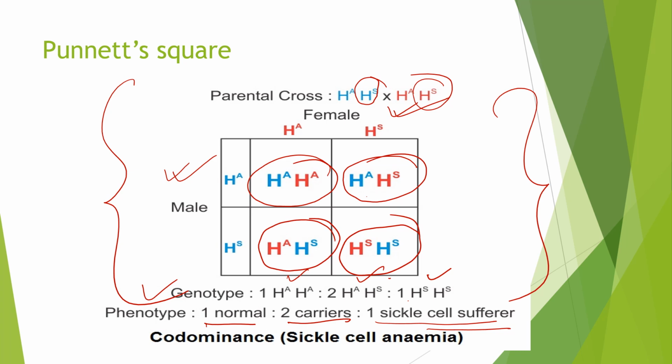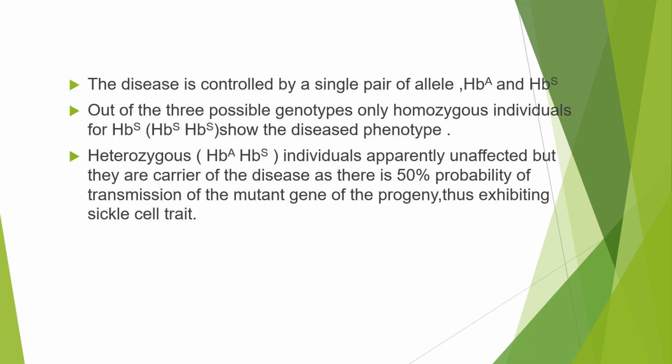If it is present in both the parents, it will be expressed in the next generation. If one is a carrier and the other is not a carrier of this disease, it will not be expressed as a dominant trait. It will just carry on as a carrier. Here it is present in both, and so after the Punnett square, it is having 1 normal, 2 carriers and 1 sickle cell sufferer. Is it clear to all of you?